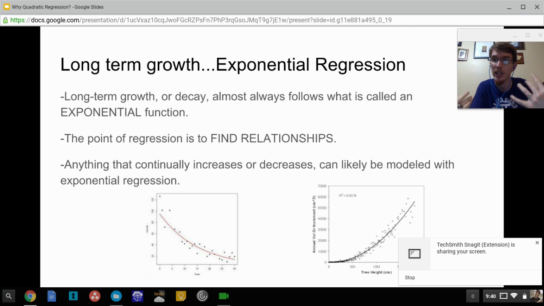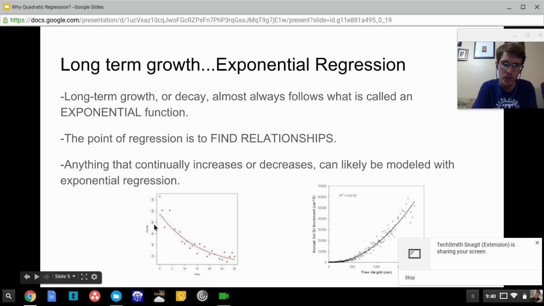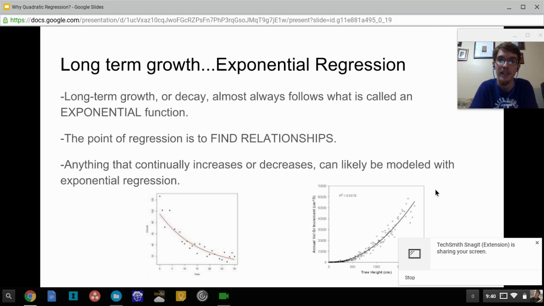Or things that grow, like populations over thousands of years. They follow what's called an exponential, and you can kind of see a graph of these. This would be something like decay. It's decreasing at a steady rate. And this would be like population, where it's increasing, and this graph is over a long period of time, so it looks like it's growing very rapidly. But again, the point of regression is to find relationships where you hope there is one. So anything that continually increases or decreases can likely fit an exponential. It has a steady pattern of the way that it decreases or increases.